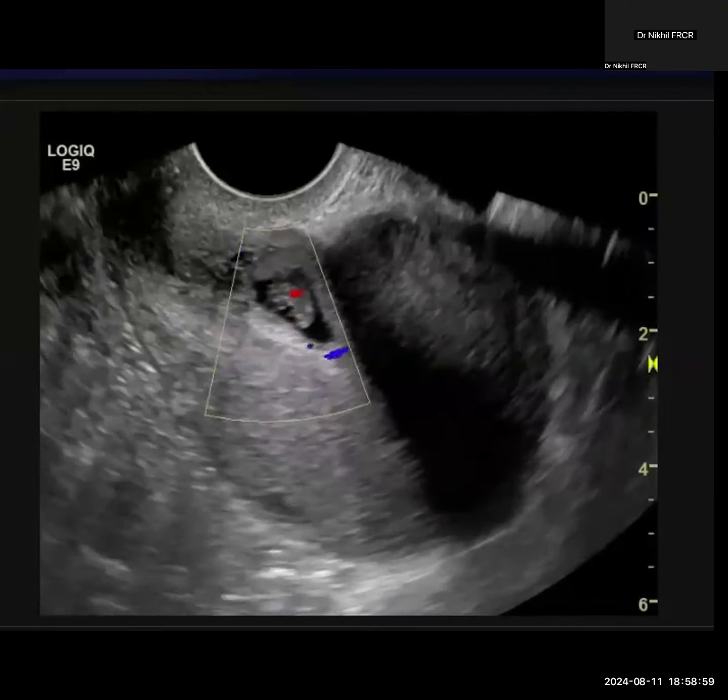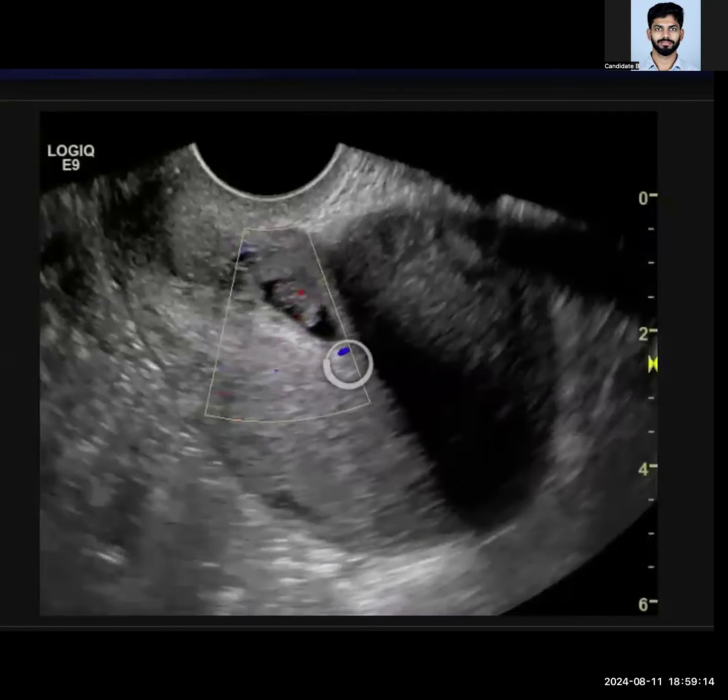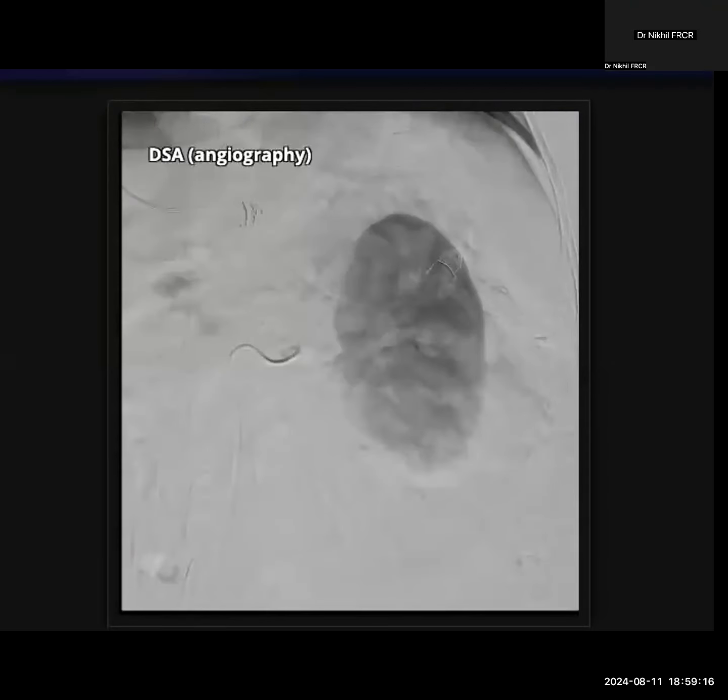Okay. Do you know any specific treatment which we do radiologically? We can do a methotrexate injection also. And, yeah, so this is your next case. You can ask for control and scroll.